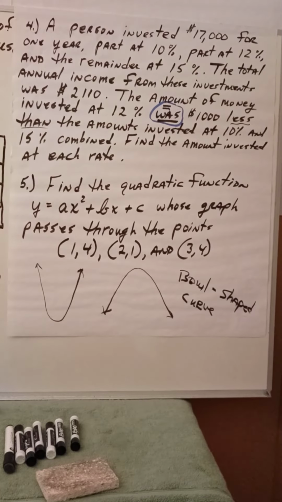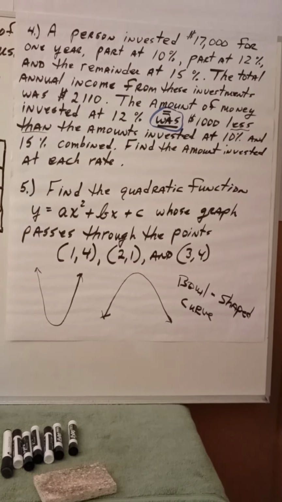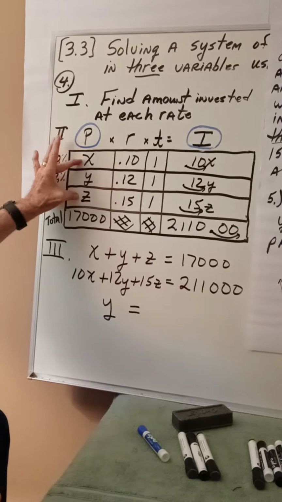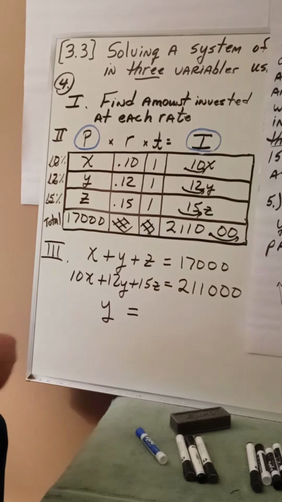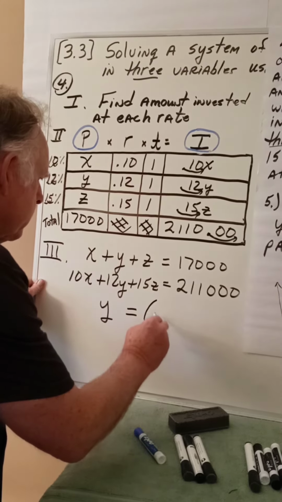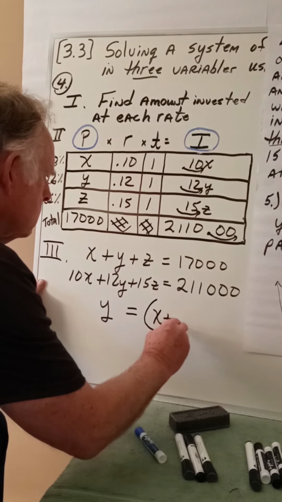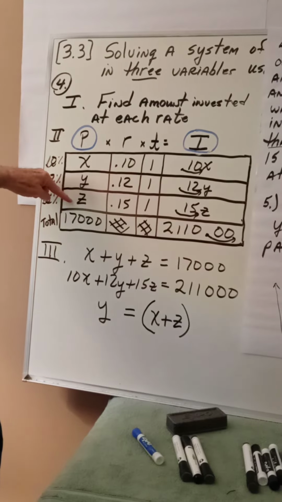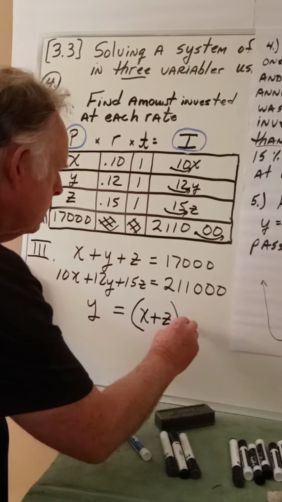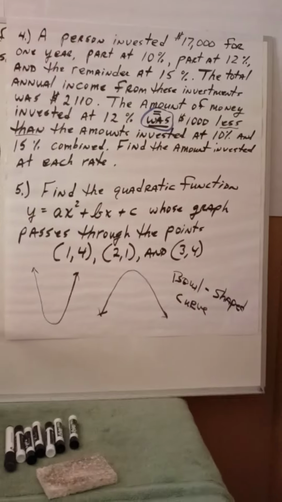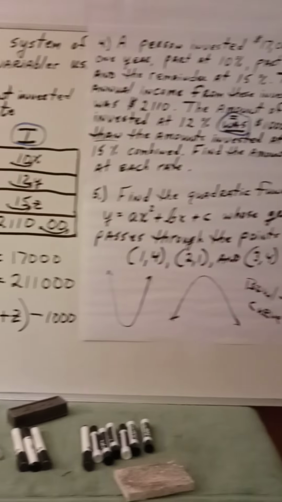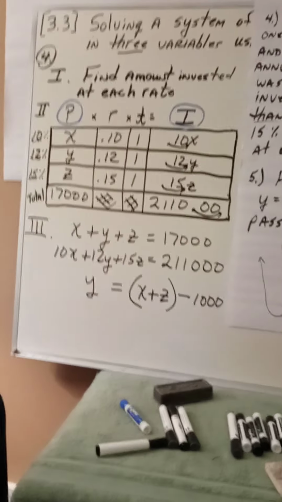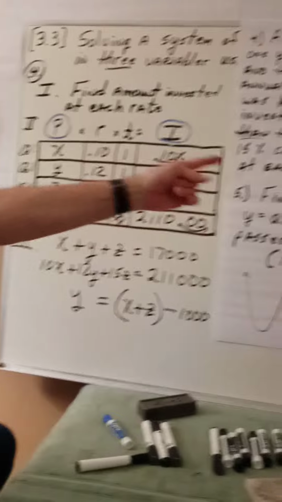The amounts invested at 10 and 15% combined. This is 10%. This is 15. Those two combined. Don't necessarily need the parentheses, but the amount of 10% and 15% combined. Then your minus sign, and then 1,000. Now there's the system. Now I'm going to take this sheet of paper off.